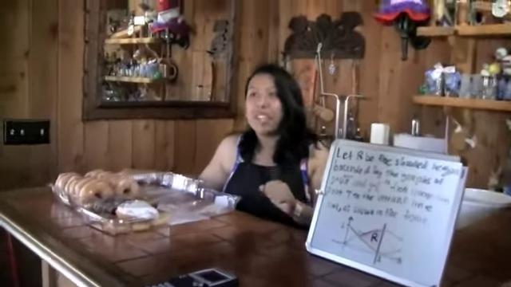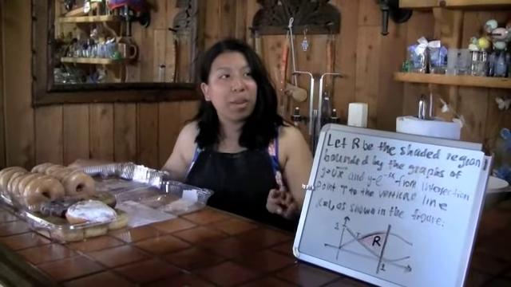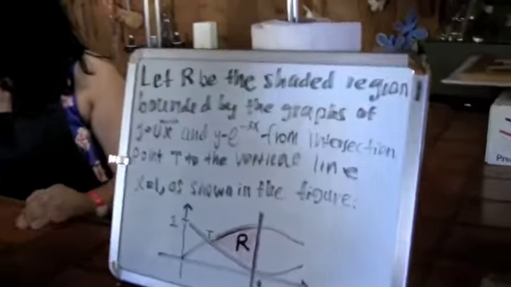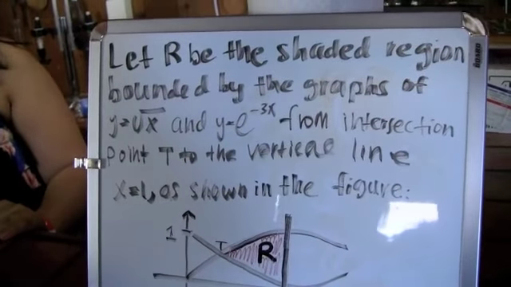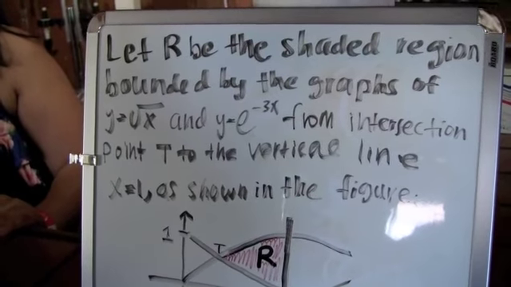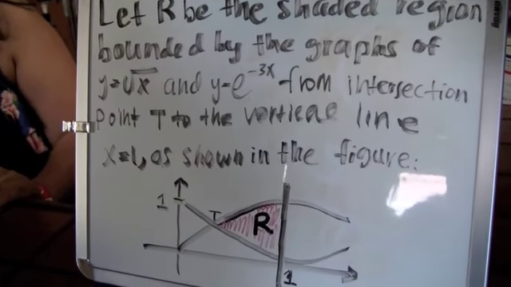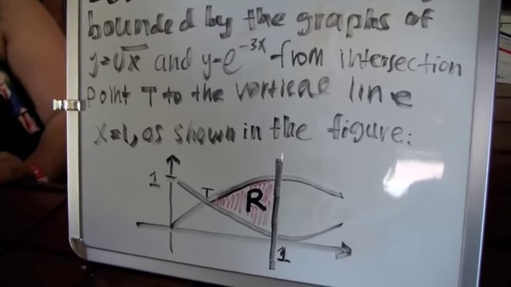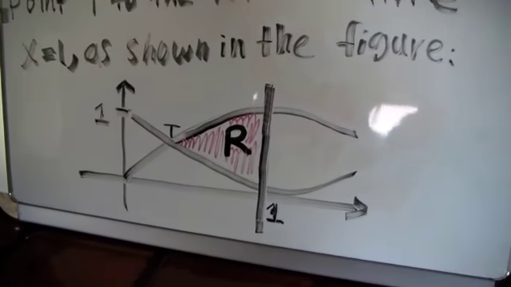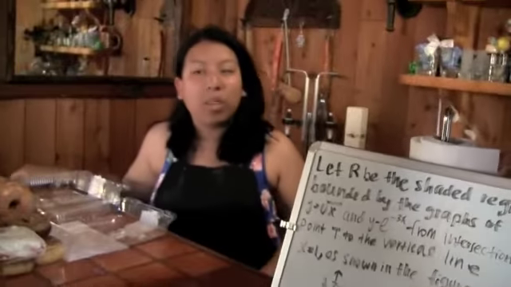So, to win these donuts, you have to answer a math question. There are 3 rounds for this math question. The math problem is: let R be the shaded region bounded by the graphs of y equals square root of x and y equals e to the negative 3x, from intersection point T to the vertical line x equals 1, as shown on the figure on the right. For the first round, you will have to find the area of R. Begin.